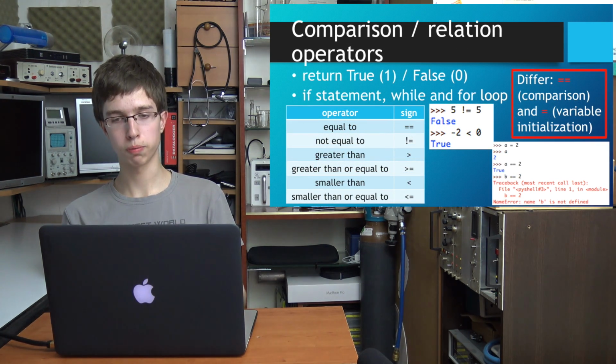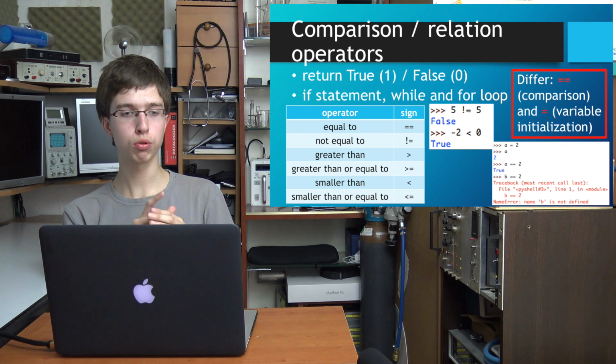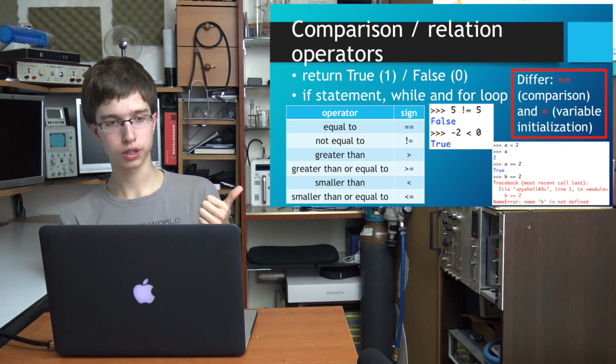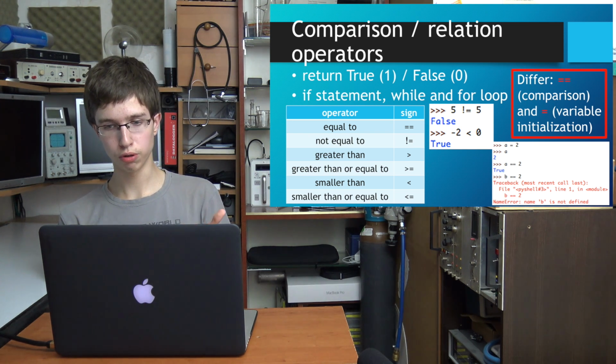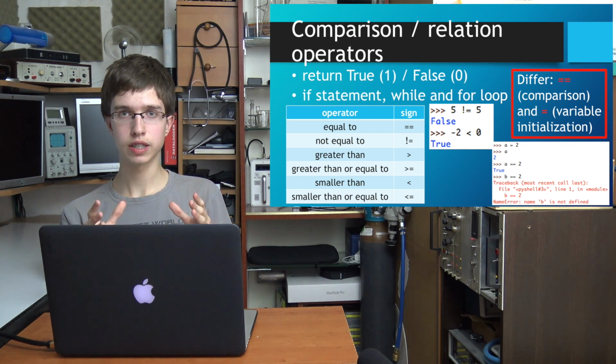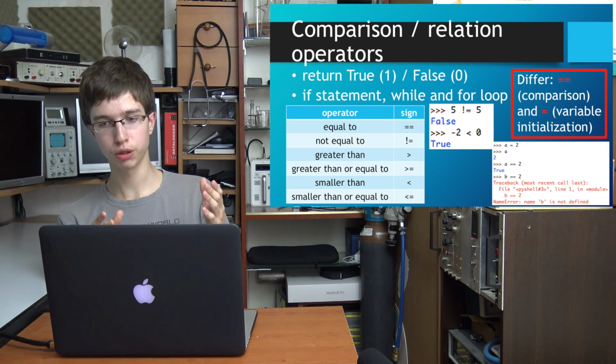Comparison or relation operators are used to check if some relation is true or false. So they return a Boolean value, true, which is 1, or false, which is 0. They're also used in statements such as the if statement, while, and for loop. These statements and loops are very commonly used in programming, so they're very, very useful.